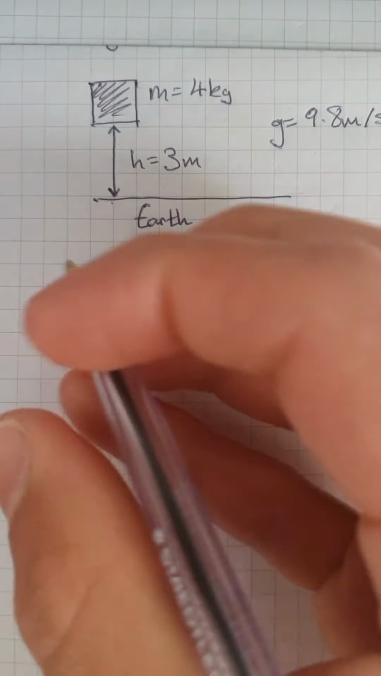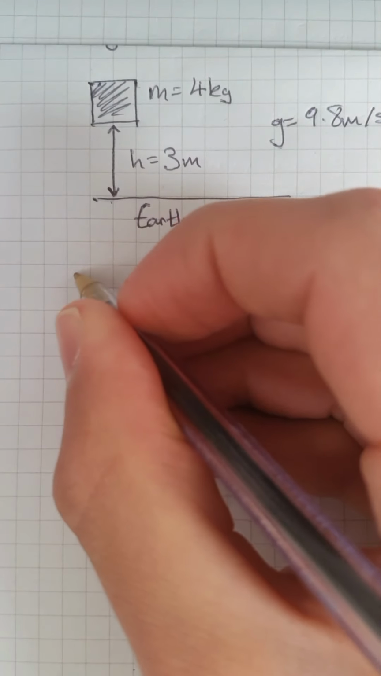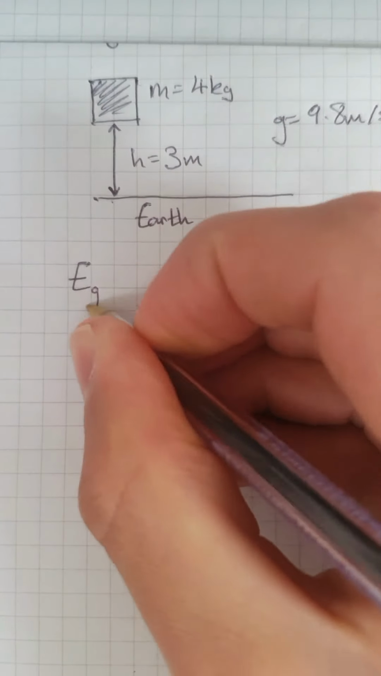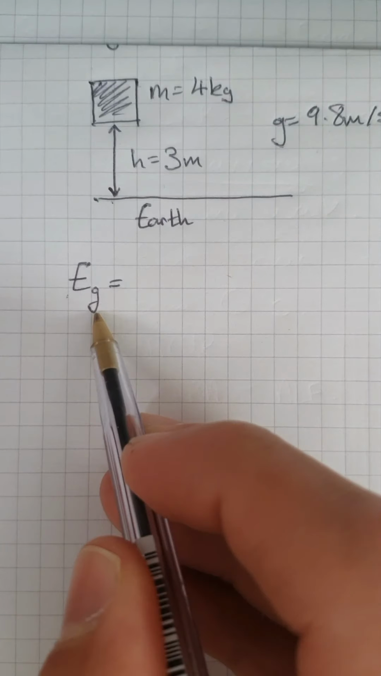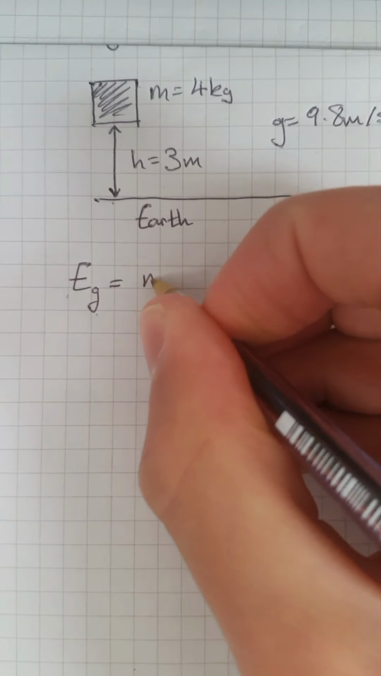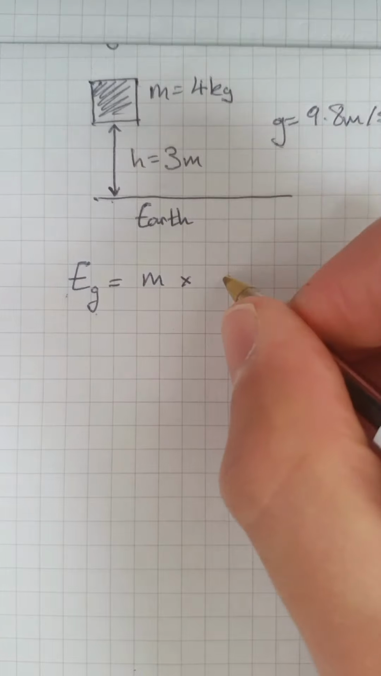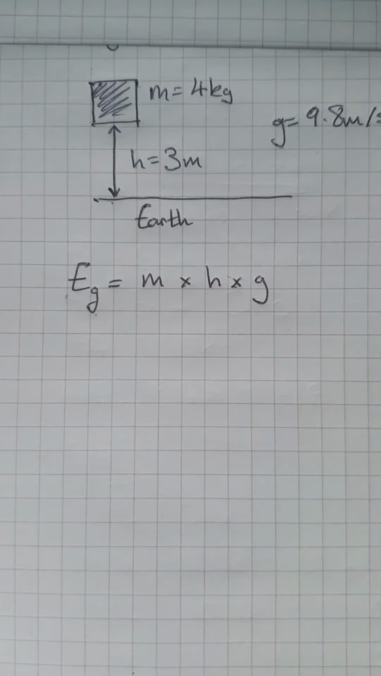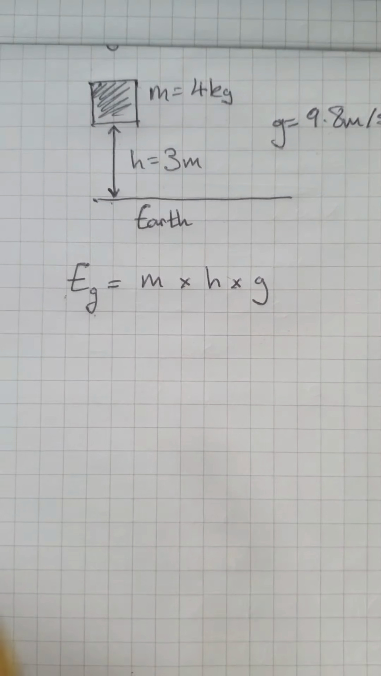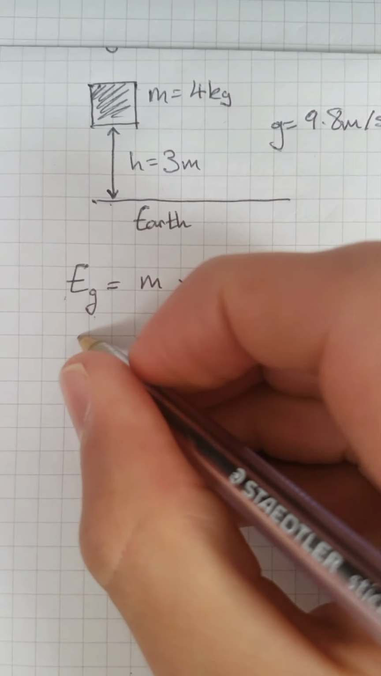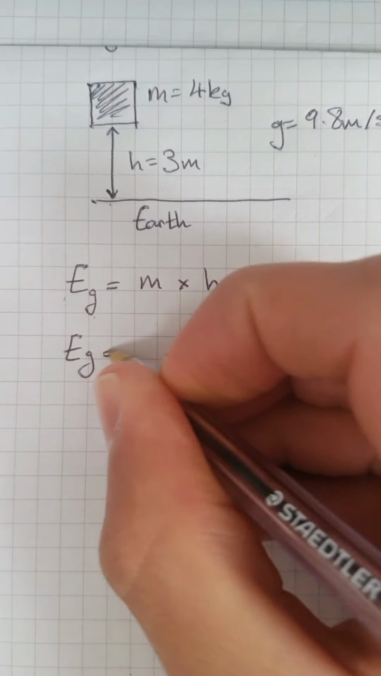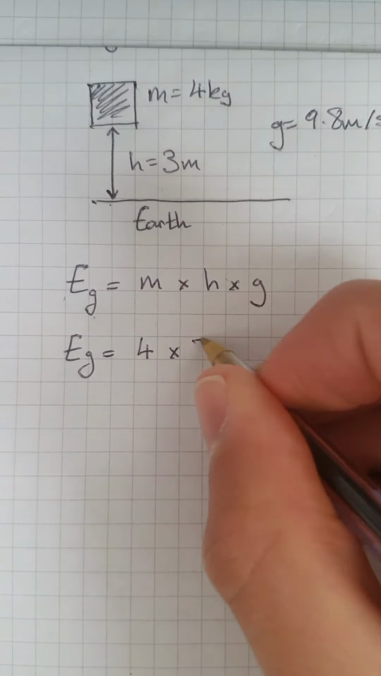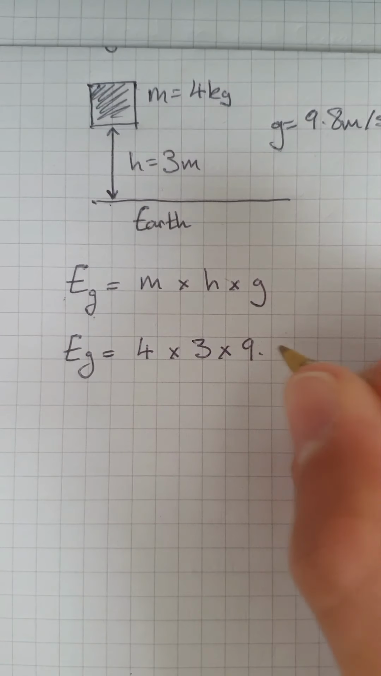So what we're going to do is our gravitational potential energy, and now this is where things get a bit weird, we're going to write it as a big E with a tiny little g, so it's energy gravitational, is equal to our mass times our height times our g. Now because they're timesing, it doesn't matter which order you do it in. So E_g is equal to 4 times 3 times 9.8.